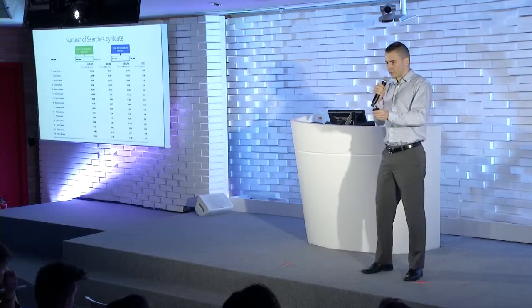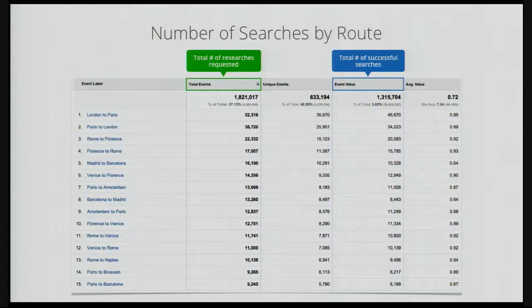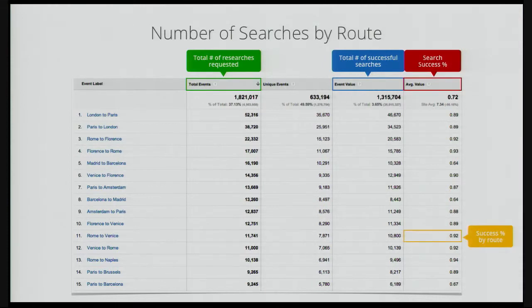So not only can you get the total number of searches that users are making, but you can also get the total number of searches that are successful, that we're able to show results for. And Google Analytics even calculates for you a ratio of the total successful searches over the searches requested. And that gives you the success rate of your booking engine. And that's a very, very important KPI for a company like Rail Europe, because you can then look at your overall success rate for your booking engine, and then look at the route level and compare it.